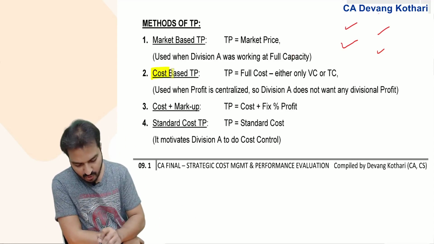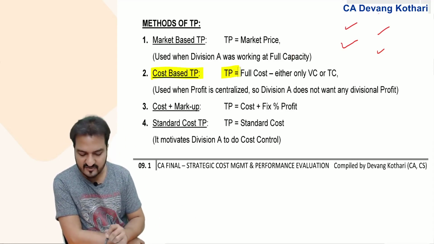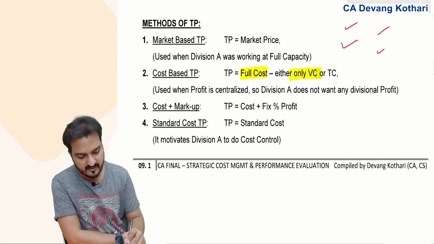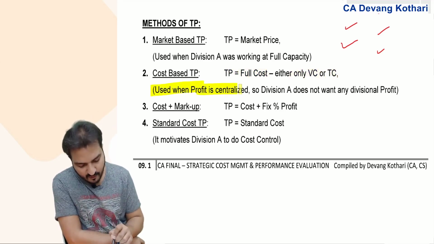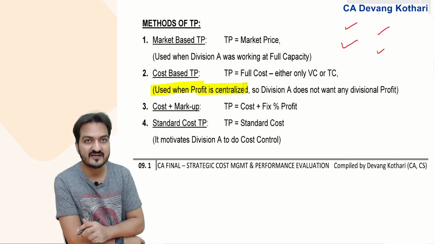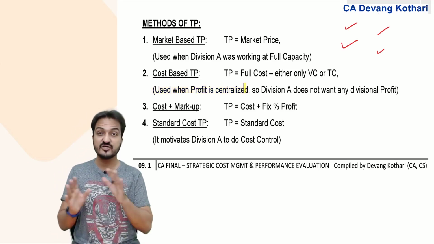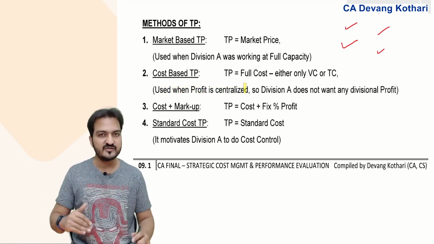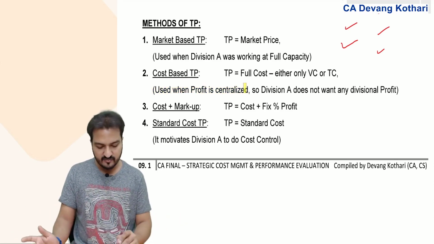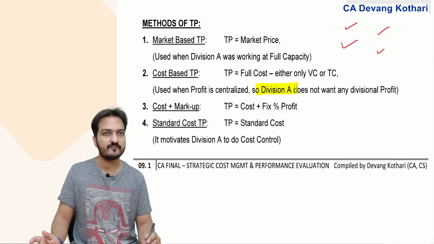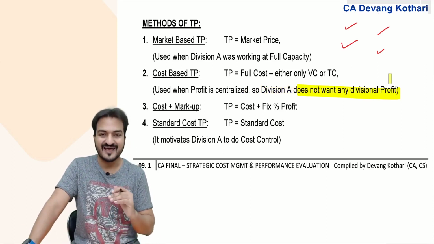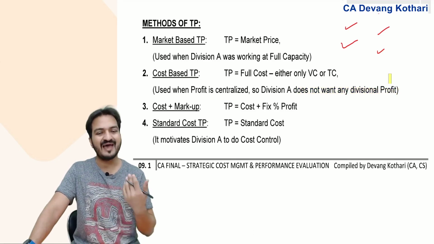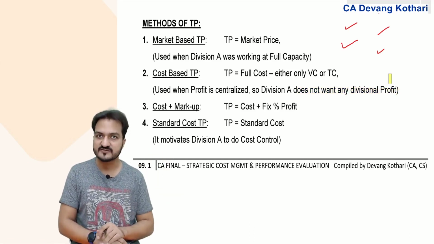Cost based transfer pricing means the transfer price will be taken as the full cost. Either it is only variable cost or it will be total cost, whatever is decided between the divisions. It is used when profit is centralized. Profit centralized means that division wise you don't calculate profit. Now if division wise profit is not calculated, division A does not want any profit, so I don't need to charge anything more than the cost. Division A will be happy to get the total cost as the transfer price.